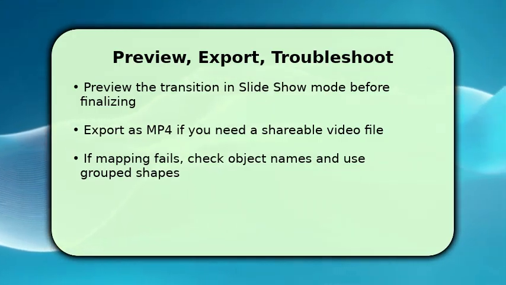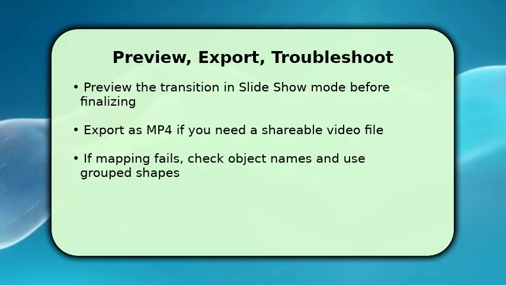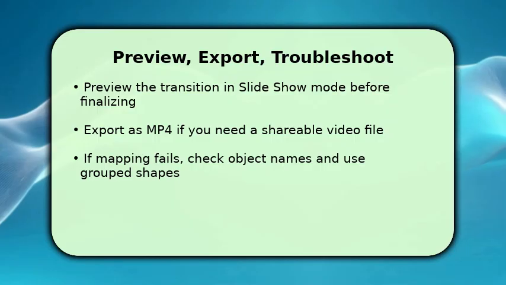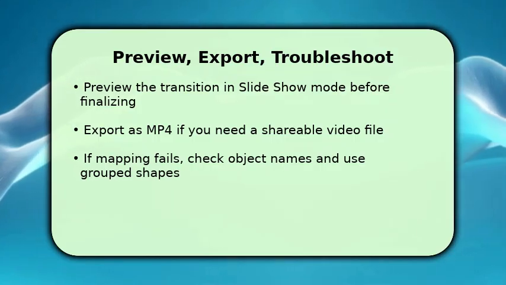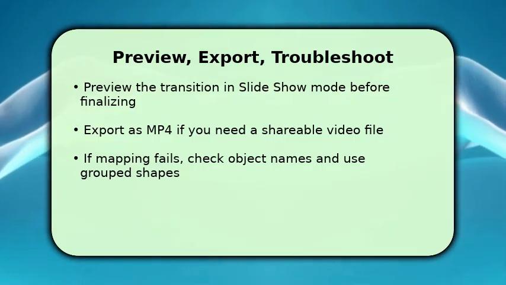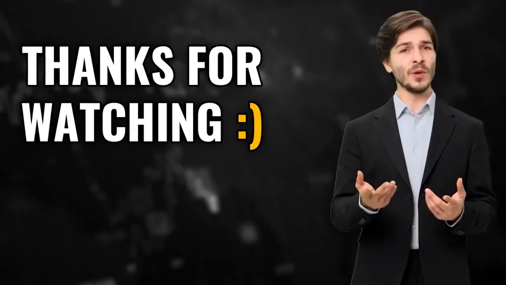If things go wrong, make sure object names or alt text match and try grouping complex shapes. This forces proper mapping. If movement looks odd, reduce overlapping objects or adjust duration. These fixes resolve most common morph issues and keep your animation crisp.